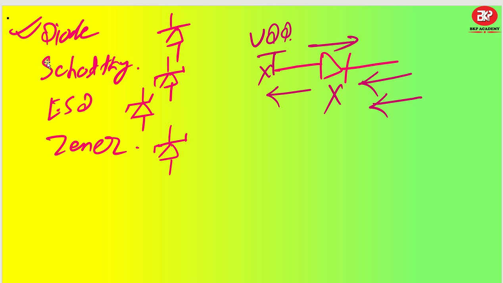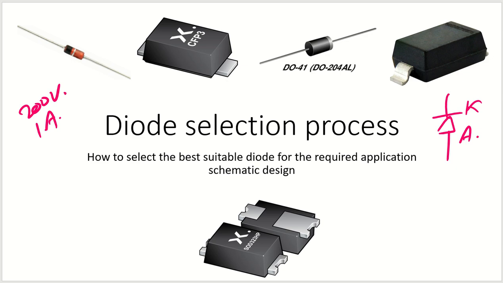We are not going to discuss Schottky diode, ESD diode, Zener diode, and so many other diodes that are also there. We are not going to talk about them right now. We will be concentrating on diodes. Alright. So with this, let us try to understand what are the different parameters, the different specifications that we need to keep in mind before selecting a diode.